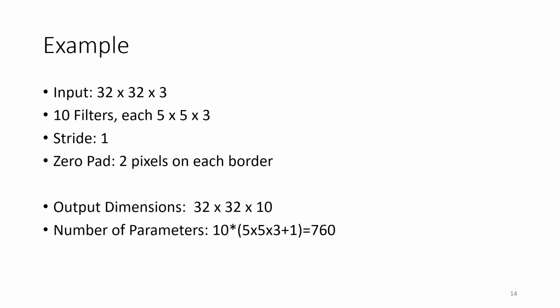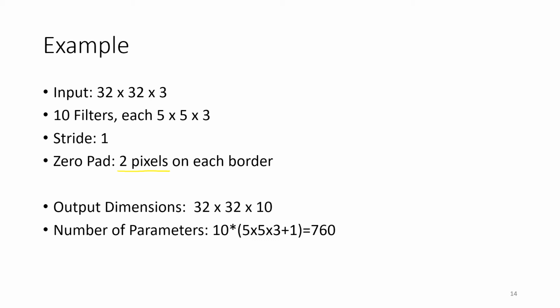Now let's take a look at another example. Let's say the input size again is 32 by 32 by 3, and we have 10 filters, each of size 5 by 5 by 3 again, and we're using a stride 1, and let's say we have zero padded input with 2 pixels. So let's say we want to first calculate the output dimensions. So the input is 32 by 32, and we have 2 pixels zero padding.